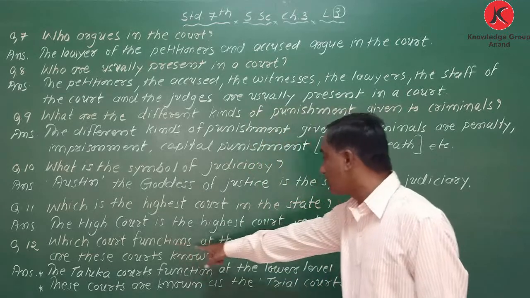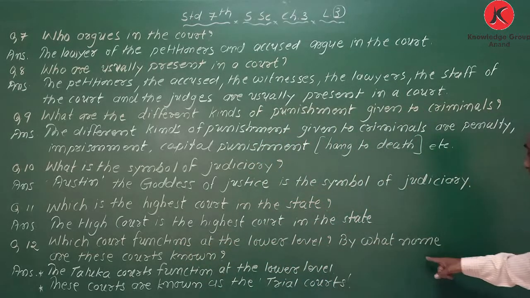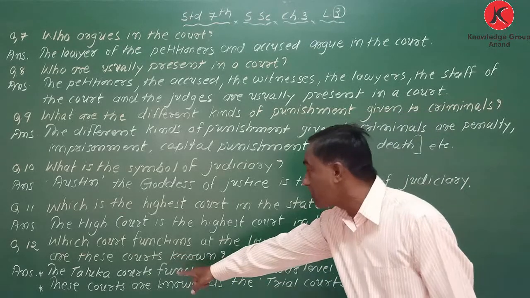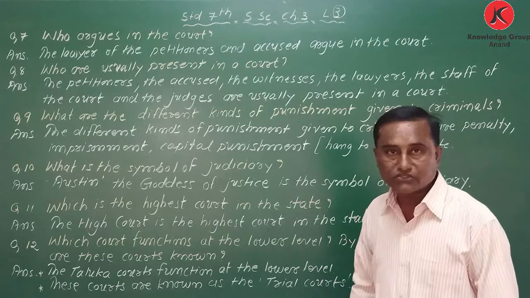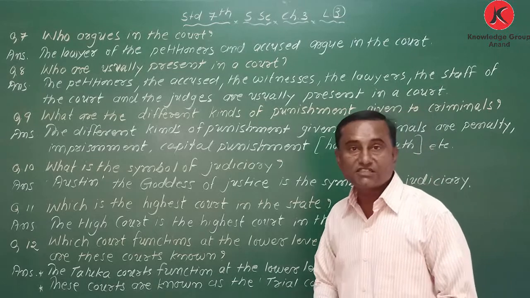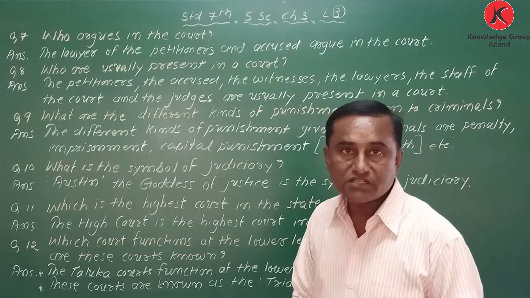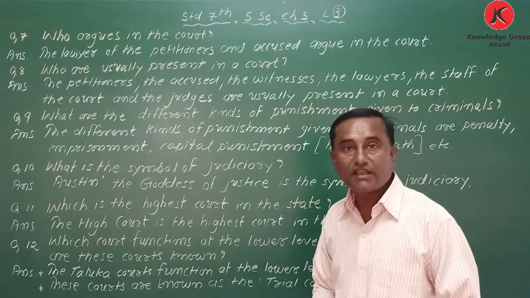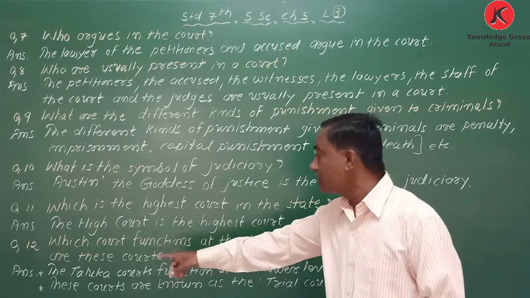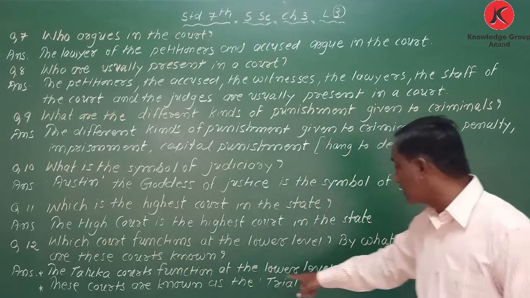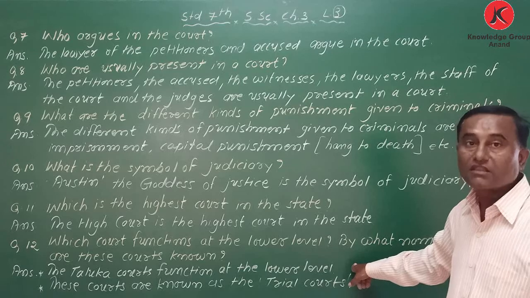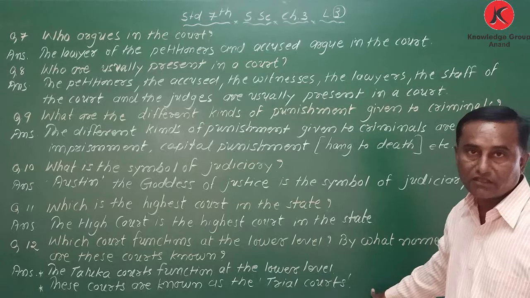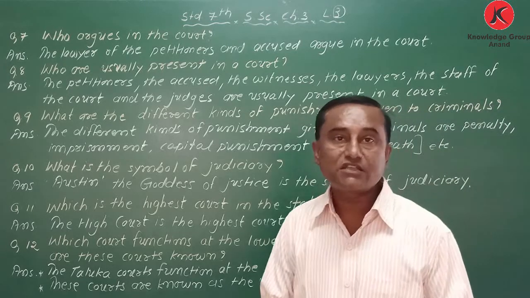Which court functions at the lower level? By what name are these courts known? Answer: the Taluka courts. In Taluka court civil cases are heard, the cases related to house, land and property. So the Taluka courts function at the lower level, and these courts are also known as trial courts.